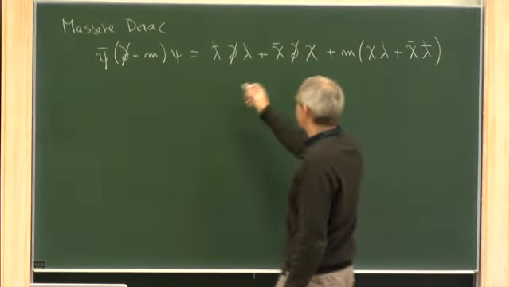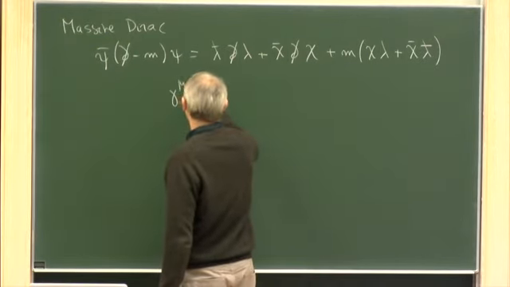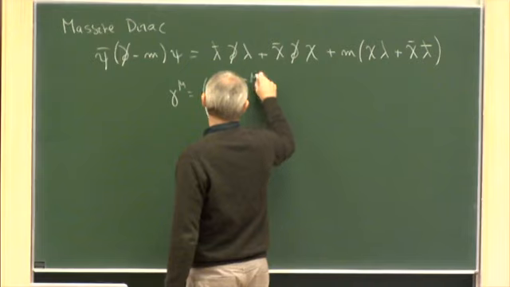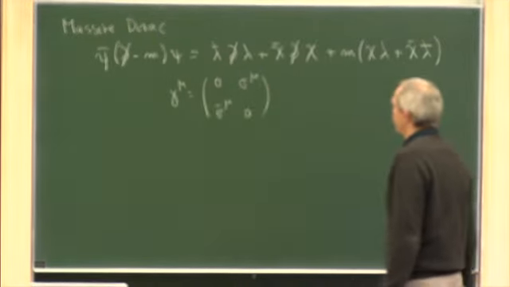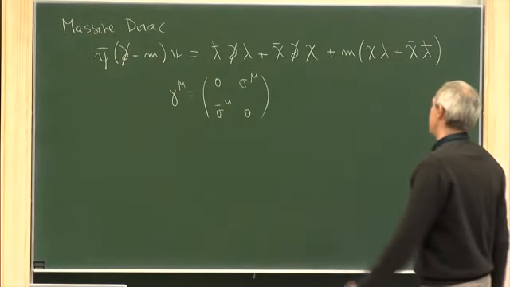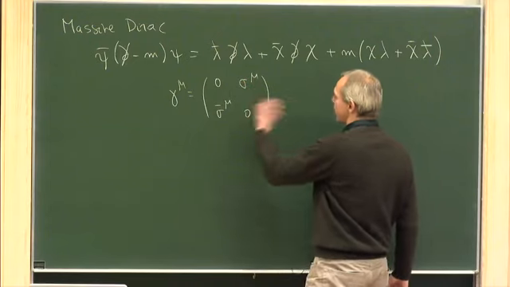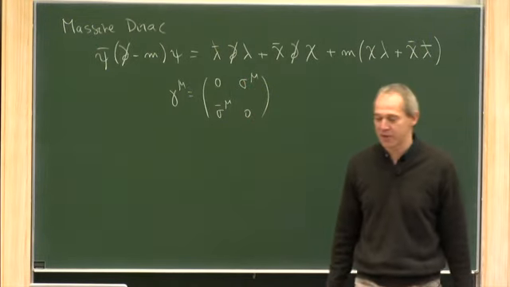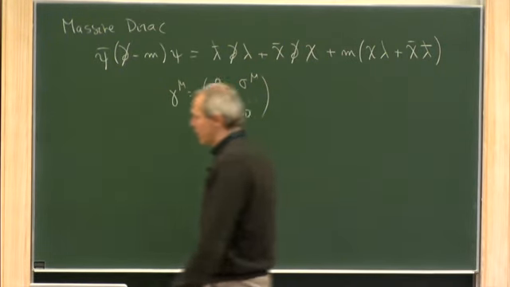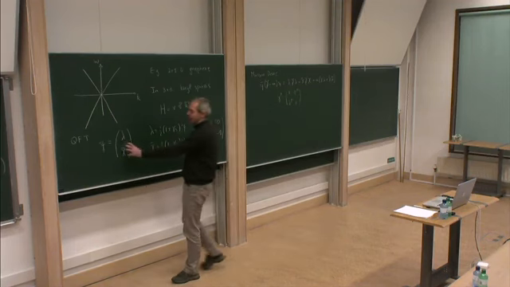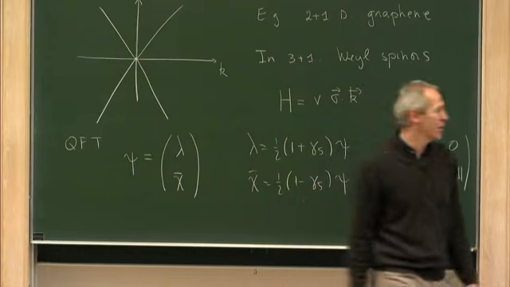And here the gamma matrices are decomposed using the Pauli matrices like this. Sigma mu consists of the unit matrix and the Pauli matrices. Sigma bar is minus the unit matrix and the Pauli matrices. And you see that if you have a chiral spinor, you set just chi equal to 0. You only have lambda, that's my Weyl spinor.